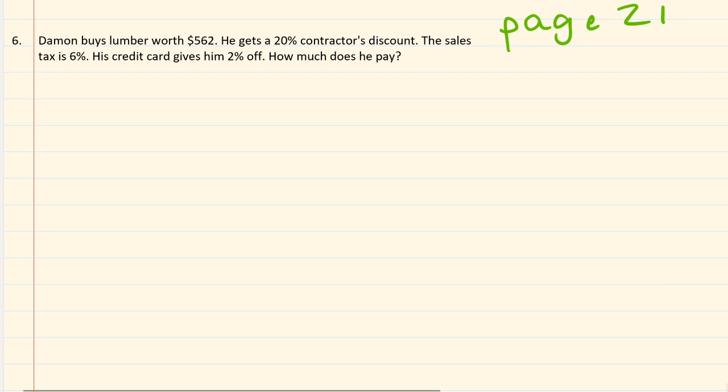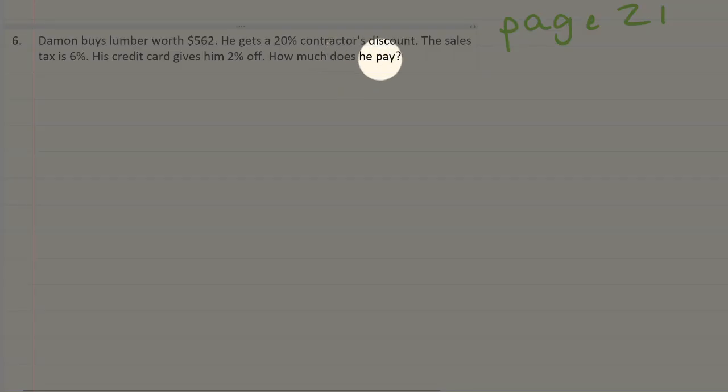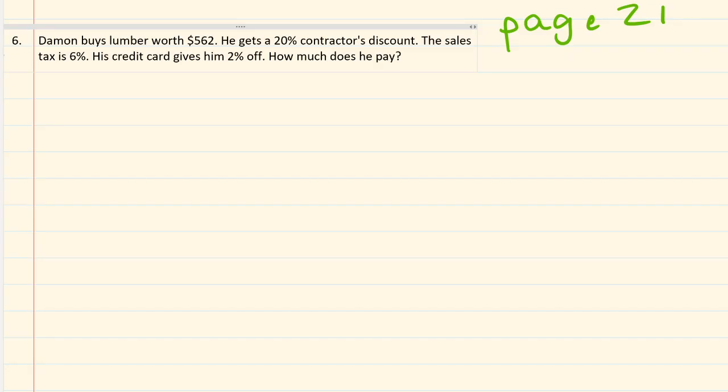So again, the big deal here is how much does he pay? So we're going to think of every number in terms of payment. How much are we paying? Not how much is it off. How much are we paying? So back to the first sentence. Okay, well, the first sentence is not very helpful. He buys $562 worth of lumber.